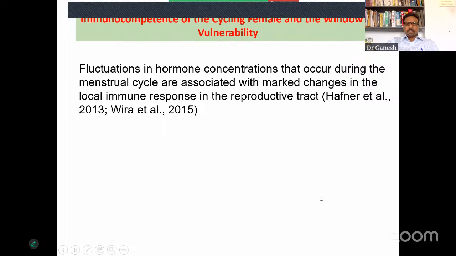Okay, so the immunocompetence of cycling female and the window of vulnerability here, there are possibility of the fluctuations in terms of the sex steroid hormones in case of the female during the menstrual cycle, because during the phases of the menstrual cycle, the estradiol hormone concentration is not the same. So there is a fluctuation that involves the production of the estradiol hormone as well as the progesterone and the FSH hormone as well as the LH hormone, which are all actually being regulated, that will be responsible for triggering the ovulation and also following that the maintenance of the pregnancy. So because of these fluctuations during the menstrual cycle, the immune response also is subjected to variation.